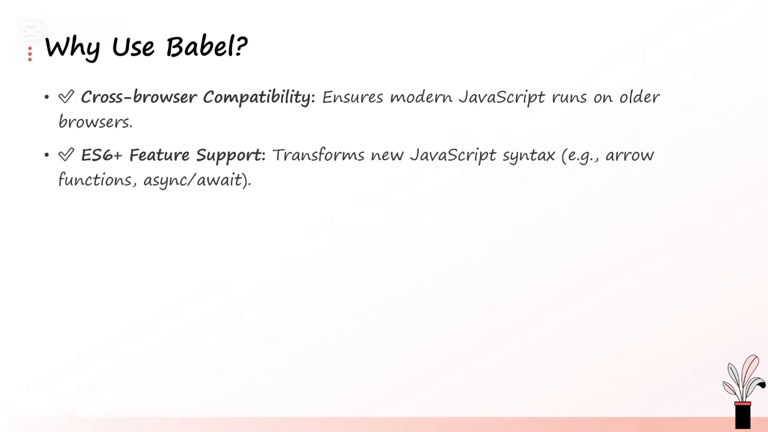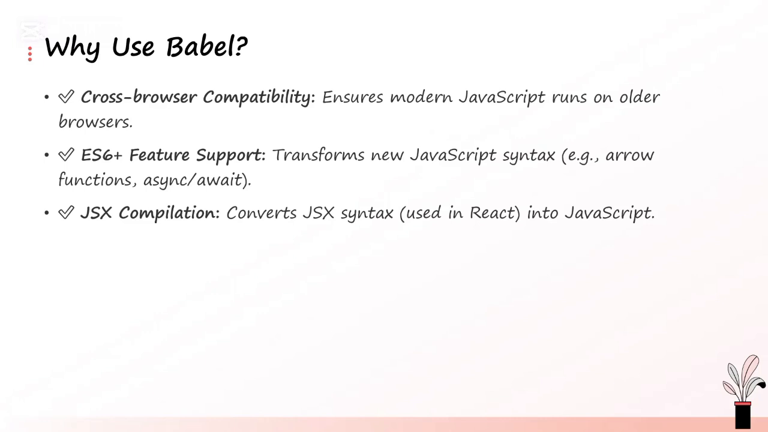So ES6 plus feature support. This ES6 is the newest JavaScript, okay? And it has some features that the browser hasn't supported yet. So it transforms this new JavaScript syntax, something like the arrow function, the async await. It transforms them to the old JavaScript that the browser understands.